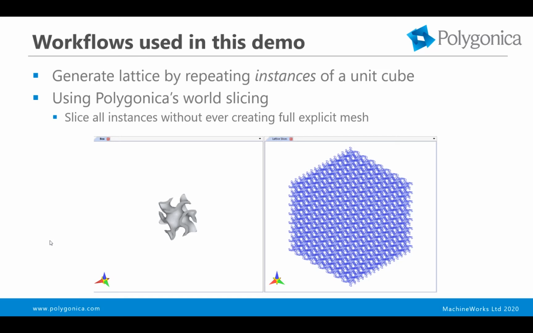What we're going to do is just use world slicing to slice the instances that define the lattice using that repeated unit cube. So in the picture on the bottom left, you can see a gyroid mesh that I basically just created using an online gyroid generation tool. And then on the right are the slices that I've generated using world slicing by instancing that mesh in an 8x8x8 cube. So at no point is the full mesh ever generated. So obviously it's much faster. I'm just able to slice each instance in the world at its location and scale and rotation, or Polygonica is able to do that.